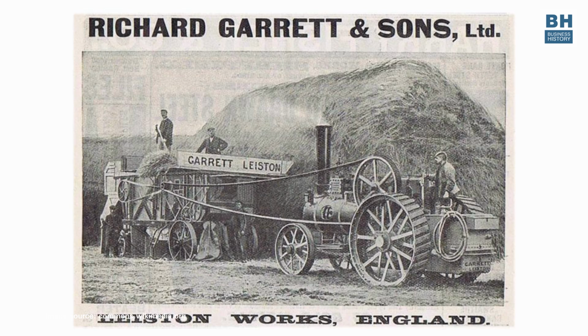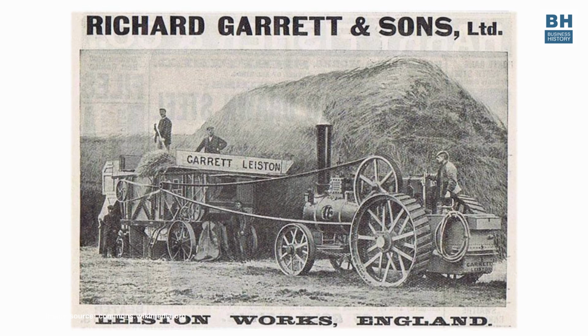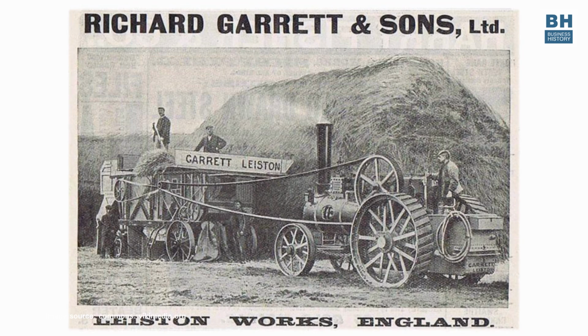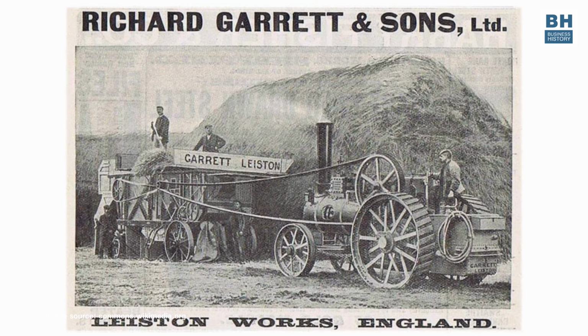The Leiston Works in Leiston in England, owned by Richard Garrett and Sons, ran the first flow assembly line for the manufacture of portable steam engines. Fully operational by early 1853, the factory had boilers brought up from a foundry and placed at the start of a line.